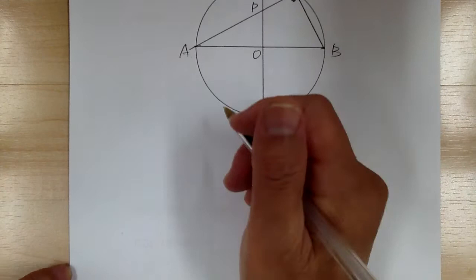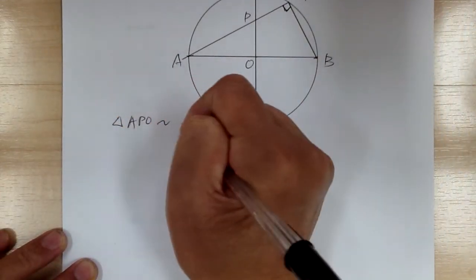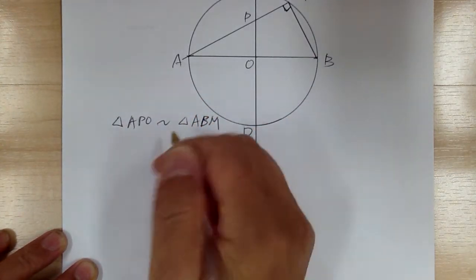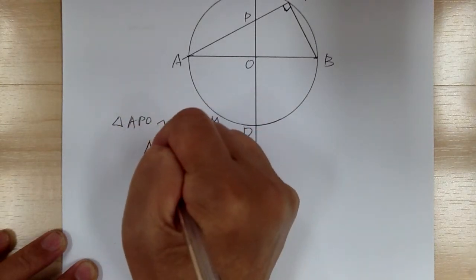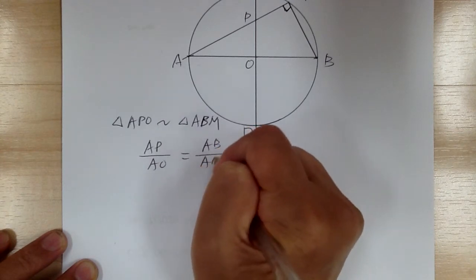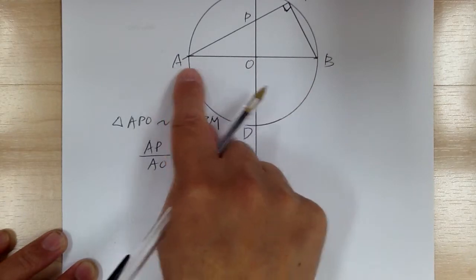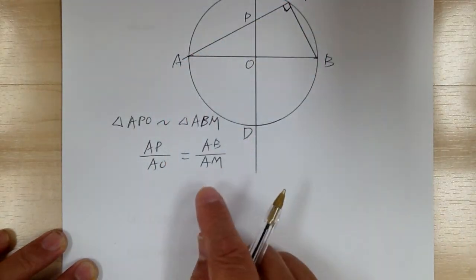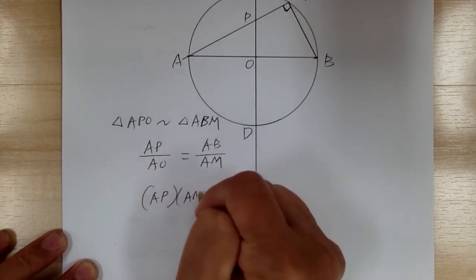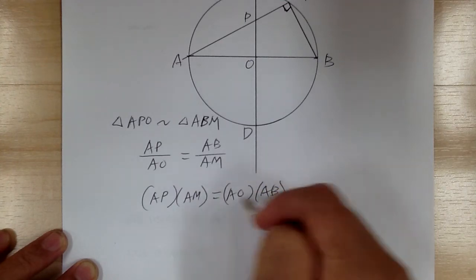So what you want to do is use similar triangles. Triangle APO is similar to triangle ABM. So you're going to have AP over AO equal to AB over AM, hypotenuse over long leg equal to hypotenuse over long leg. After you cross multiply, you get AP times AM equal to AO times AB. And that's it.